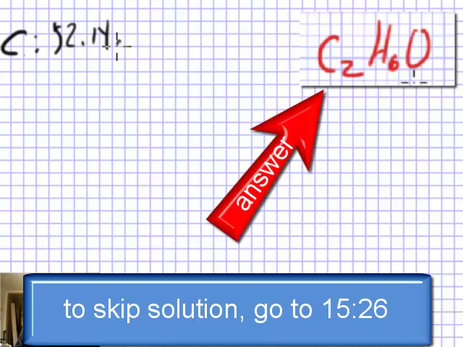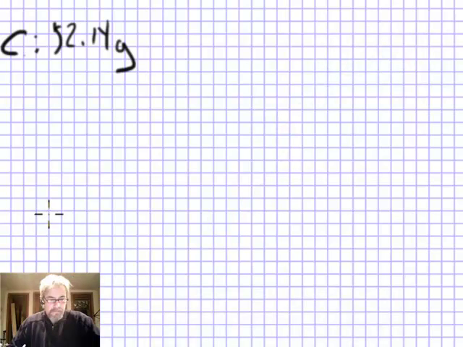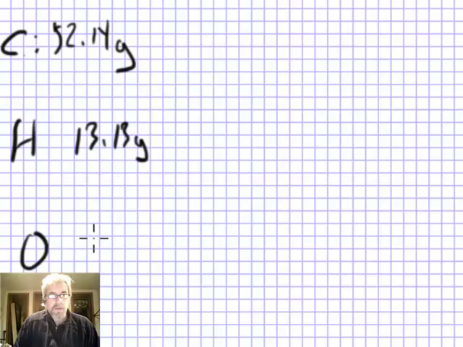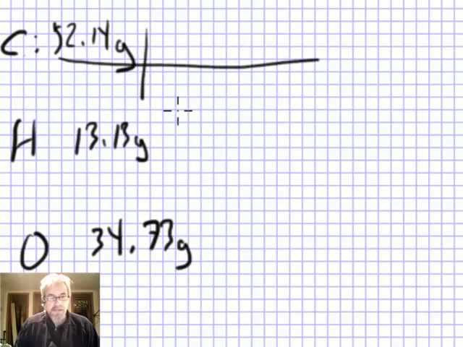Well, the problem said for carbon I had 52.14%, so that means in a 100 gram sample that's 52.14 grams. And then for hydrogen it was 13.13 grams, and then for oxygen in a 100 gram sample I'd have 34.73 grams of oxygen. I'm going to convert all these to moles. That's the first thing I want to do by dividing by their molar masses.